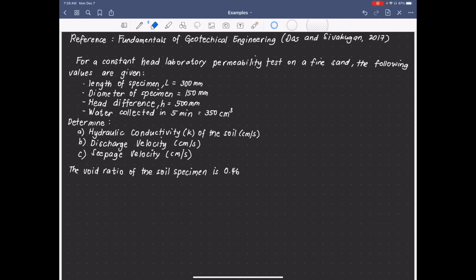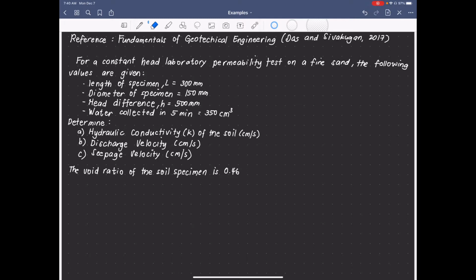Hi everyone. Today we'll be having an example on hydraulic conductivity or permeability. The reference for this is the Fundamentals of Geotechnical Engineering by Das and Sivakugan. In this example, the soil considered is a fine sand and a test was conducted in the laboratory using a constant head laboratory permeability test.